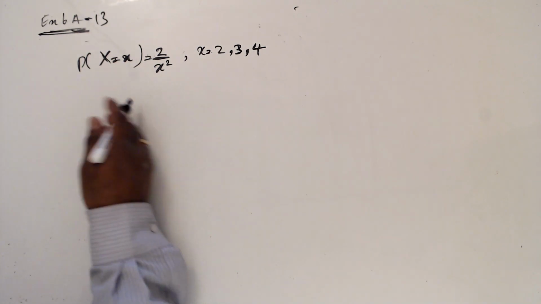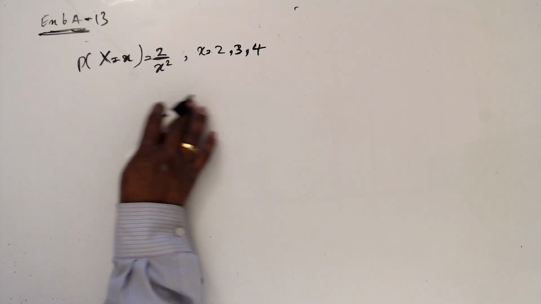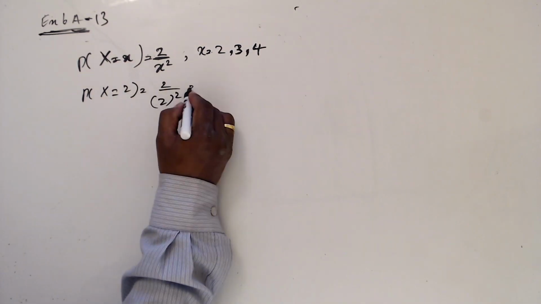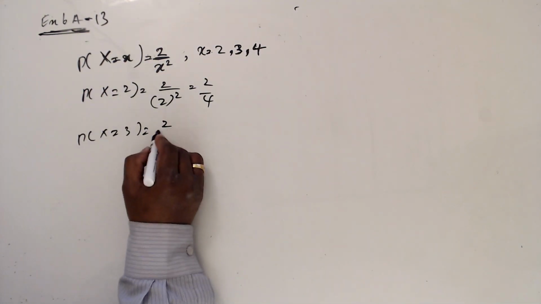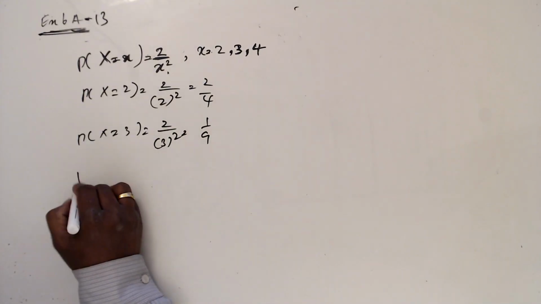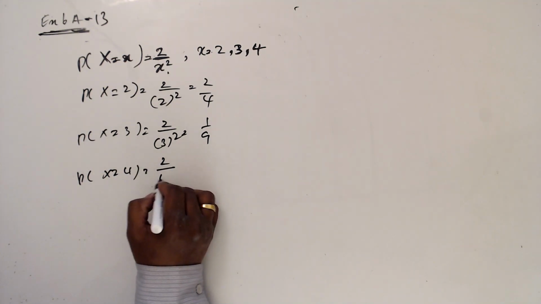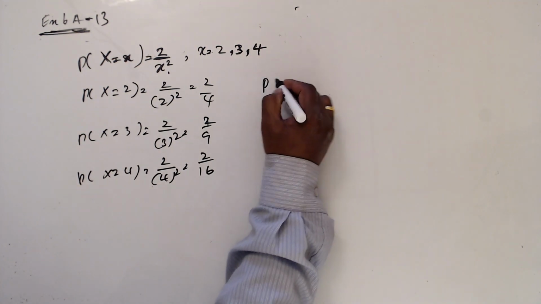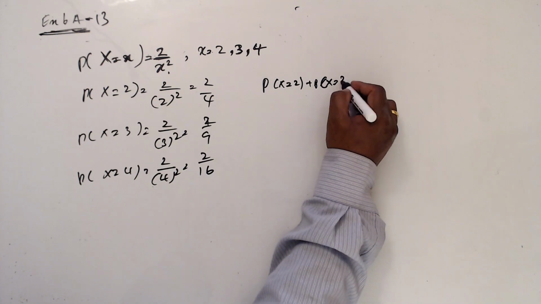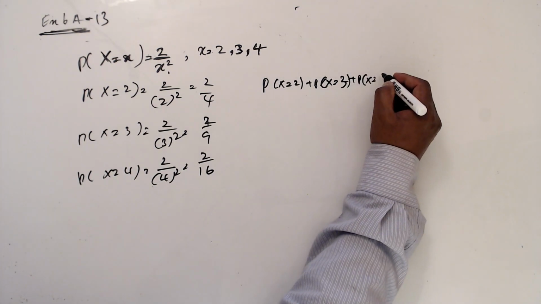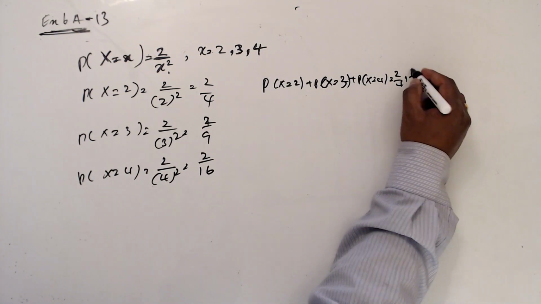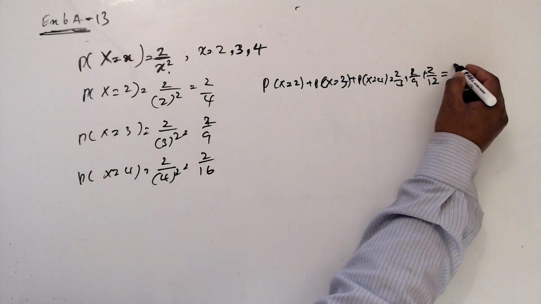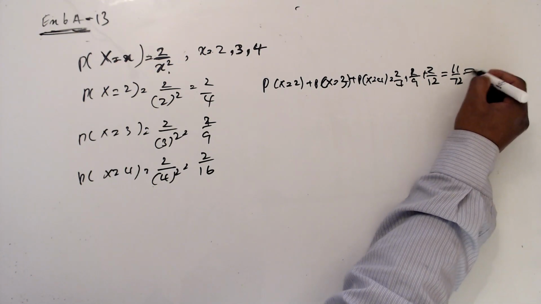Question number 13. Explain how you know that the function does not describe a probability distribution. If it does not add up to 1, it's not a probability distribution. Probability x equal 2 is 2 over 2 squared, 2 over 4. Probability of x equal 3 is 2 over 3 squared, 2 over 9. Probability of x equal 4 is 2 over 4 squared, 2 over 16. The sum is 2 over 4, 2 over 9, 2 over 16, equal 61 over 72, which is not equal to 1.